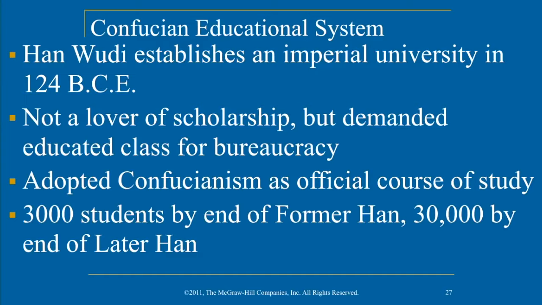The Confucian educational system. Han Wudi establishes an imperial university in 124 BCE. He doesn't love scholarship, but demanded an educated class for the bureaucracy. We talked about that before. He's not a huge fan of really smart people because sometimes leaders don't like when the common person can be smarter than him through education. But he understands that there needs to be an educated class to run the bureaucracy and collect taxes.